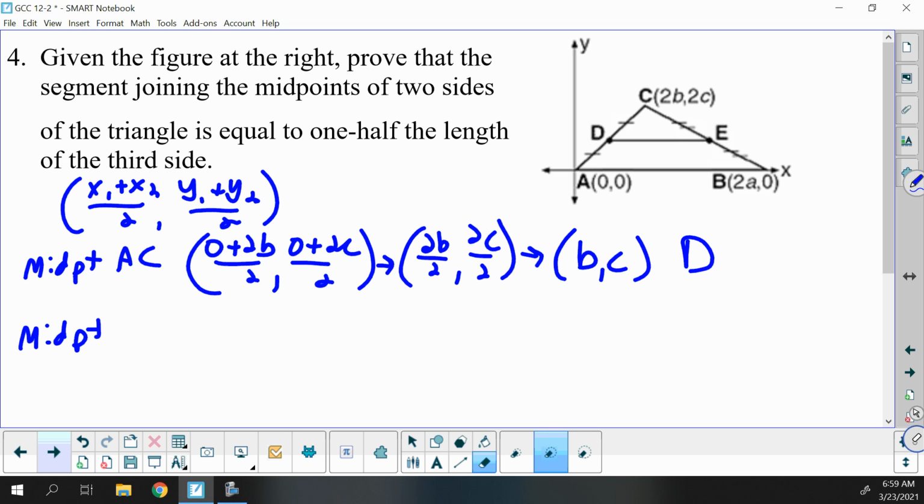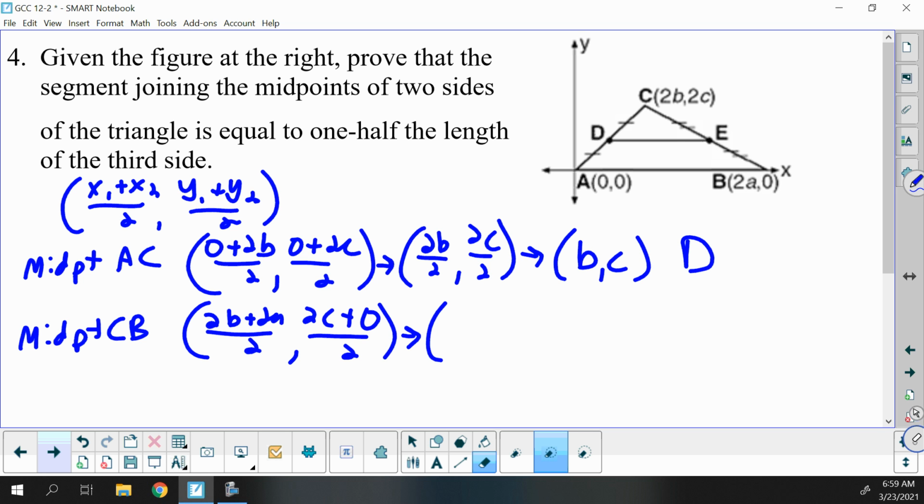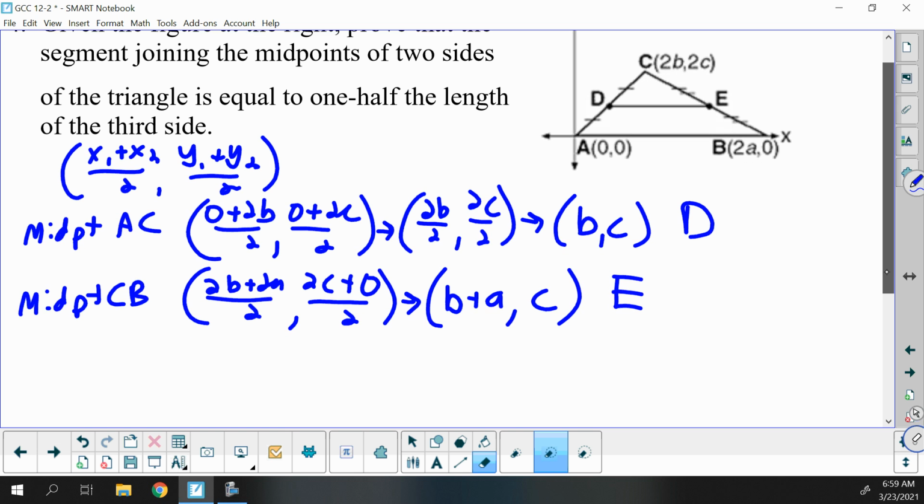Next, we'll do our midpoint of CB. So we'll have 2b plus 2a over 2 for our x's. We'll have 2c plus 0 over 2 for our y's. Two b plus 2a, we can't combine those at all, so just divide them both by 2. We get b plus a. 2c plus 0 is 2c. When you divide it by 2, you just get c. And that we are calling point E. So we've got our midpoints.